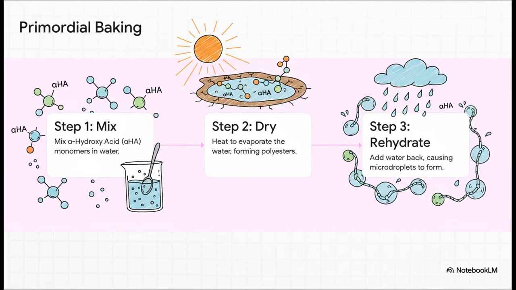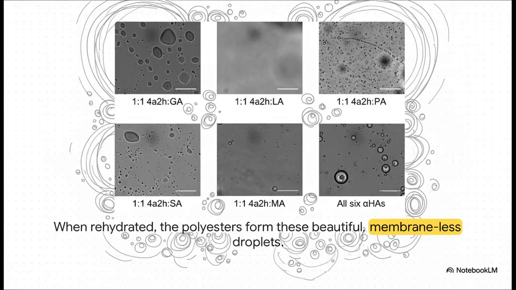So how do you make this happen? Well, it's kind of like a primordial baking recipe, and it's super simple. You just take these AHAs, dissolve them in water, and then let the water evaporate, like a puddle drying out in the sun. That process forces them to link up. And then, when you add the water back, something pretty amazing happens. Boom, they just spontaneously form these incredible little microdroplets, which you can see right here.